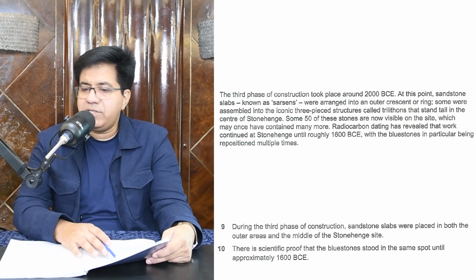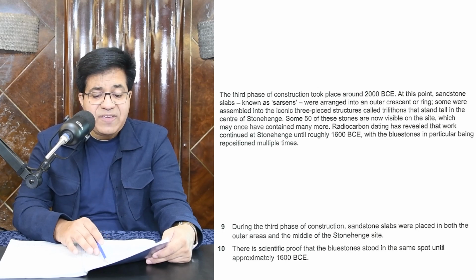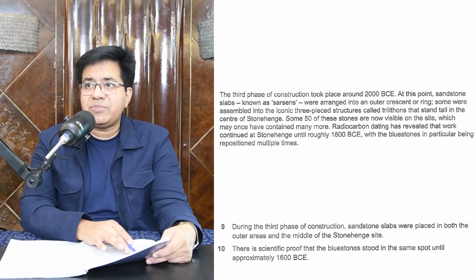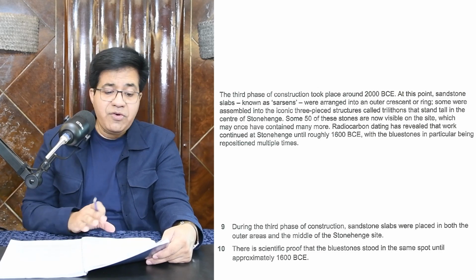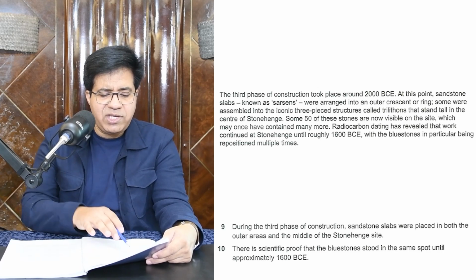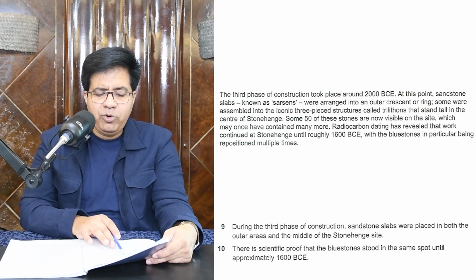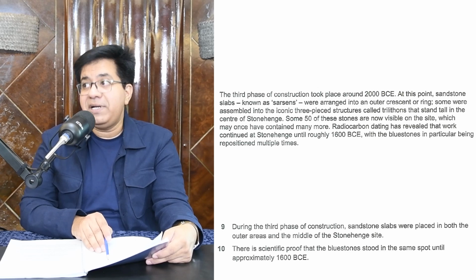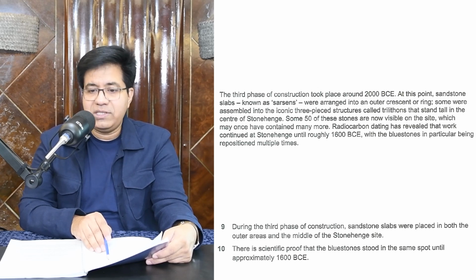Radiocarbon dating, found it? Radiocarbon dating has revealed, now that is scientific proof. Radiocarbon dating has revealed that work continued at Stonehenge until roughly 1600 BCE, with the blue stone in particular being repositioned multiple times. Now, the blue stone was repositioned multiple times. What is the question? Scientific proof that the blue stone stood in the same spot. No, it was relocated multiple times, so the answer is false. Well done.